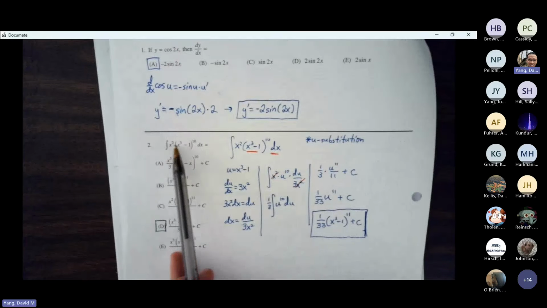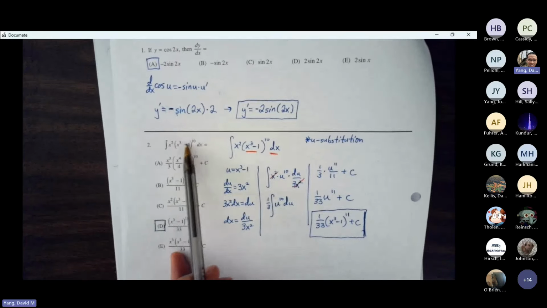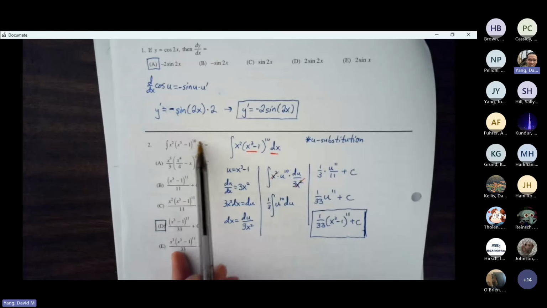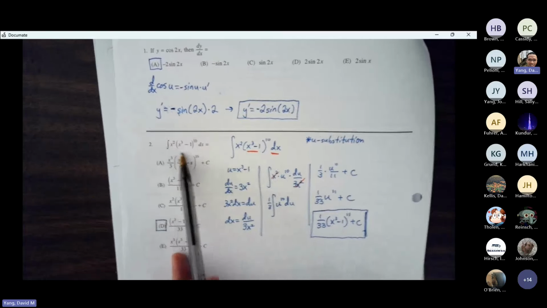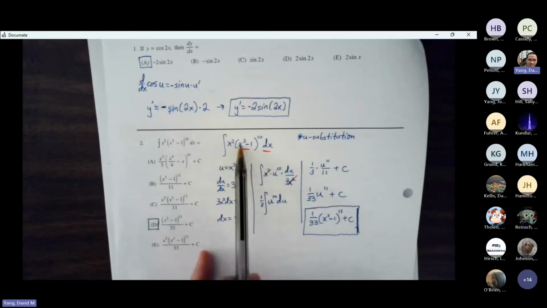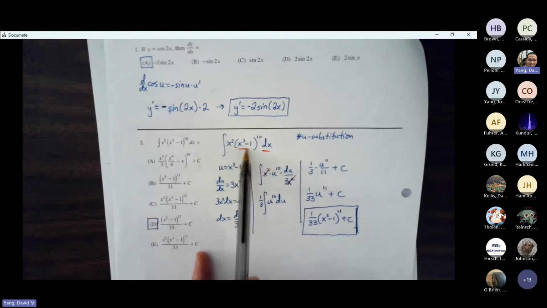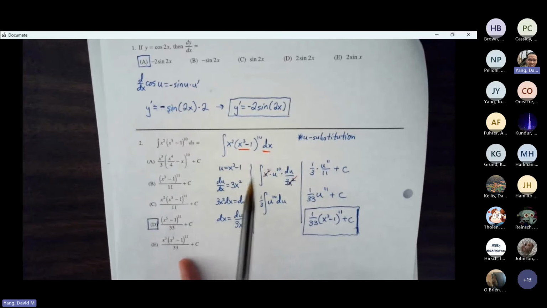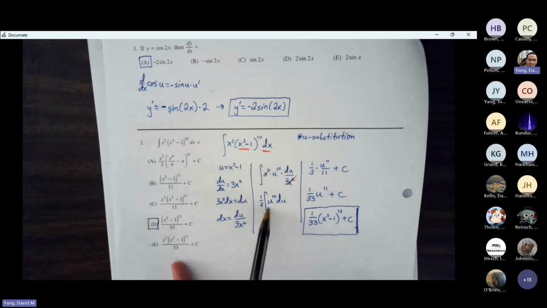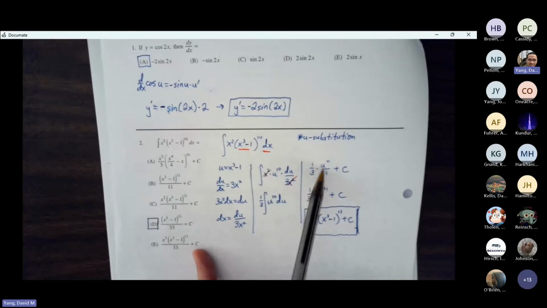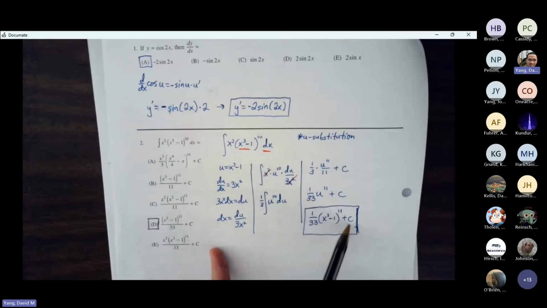Number 2, whenever I see a messy exponent, I always want to see if I can expand it, but that exponent is too much. I can't just do power rule, so I have to rely on u substitution. So my u value is the portion inside the parentheses. I go through my u substitution, get my derivative to show up, get the x squared to cancel out, keep track of my coefficient, apply power rule. Once I apply power rule, bring back my original variable, and then the plus c.